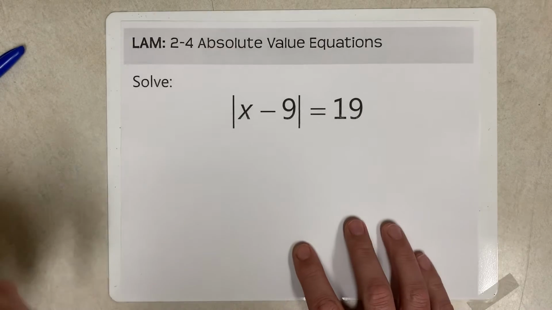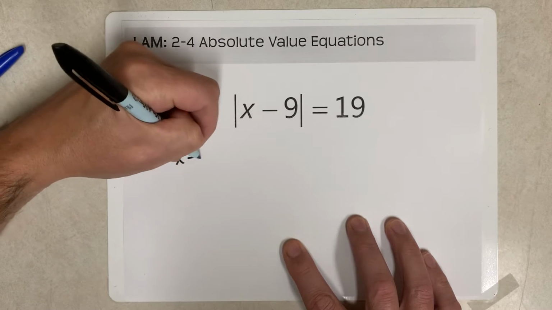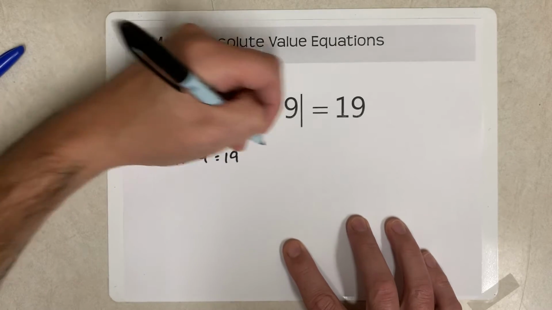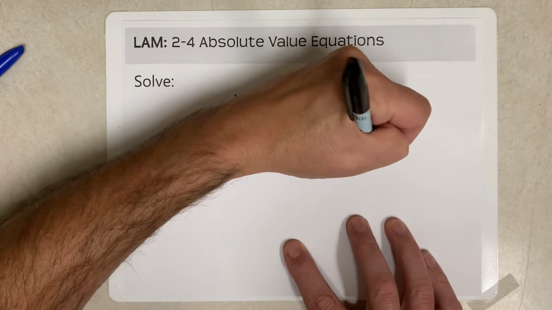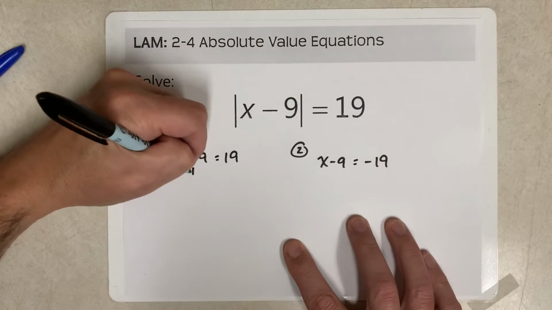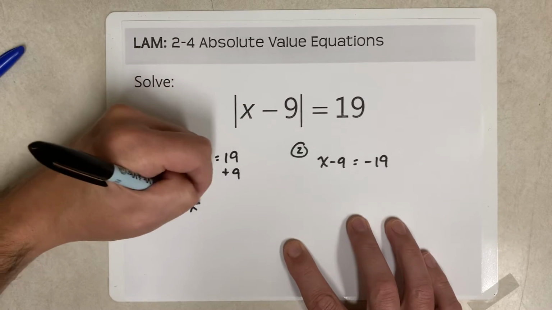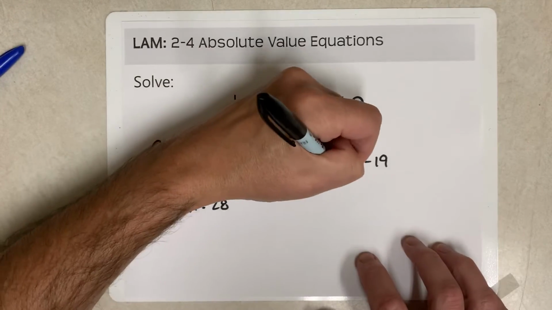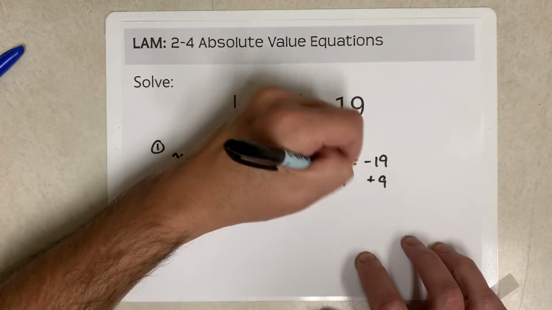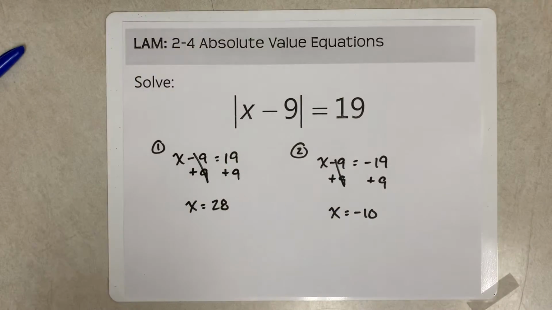Okay, this one should be pretty easy. It's a one step. X minus 9 is equal to 19. And the second one, x minus 9 equals negative 19. Add 9. And 19 plus 9 should be 28. Over here, add 9, and x equals negative 10.